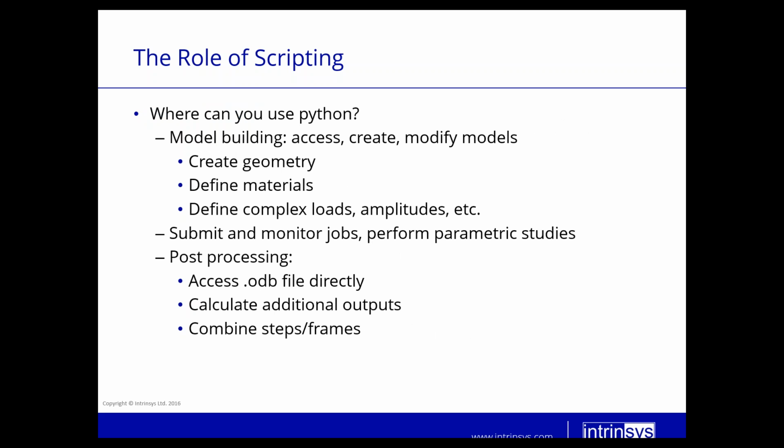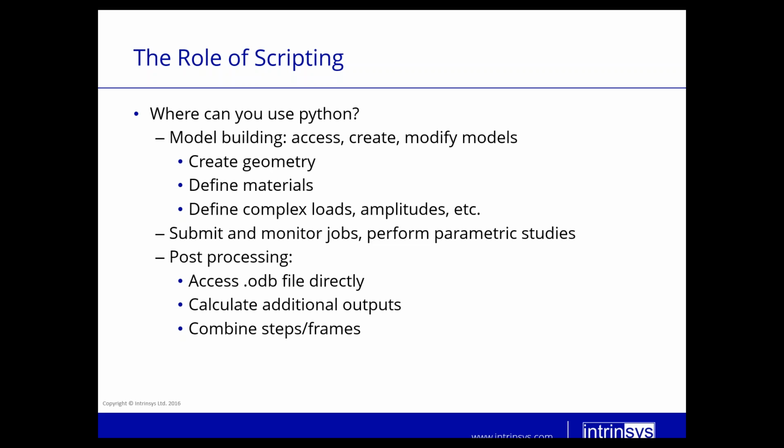We can use it basically at three distinct parts of Abaqus. First of all, we can use it to build our models, so we can access existing models, create and modify them. So we can create new ones, we can create geometry, define materials, loads, amplitudes. Basically anything that you can set up in Abaqus CAE, you can set it up using Python. We can also use Python to submit and monitor jobs.